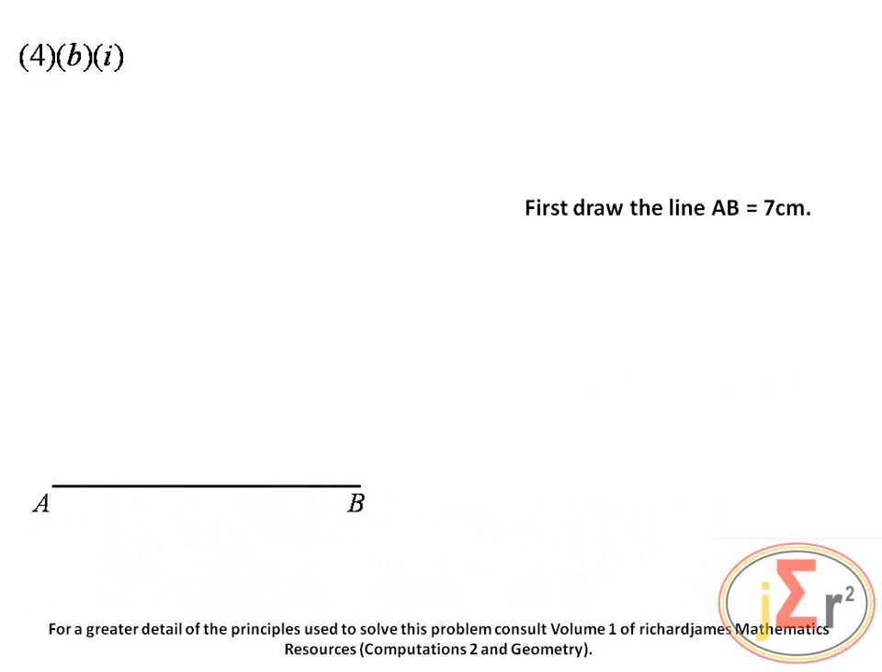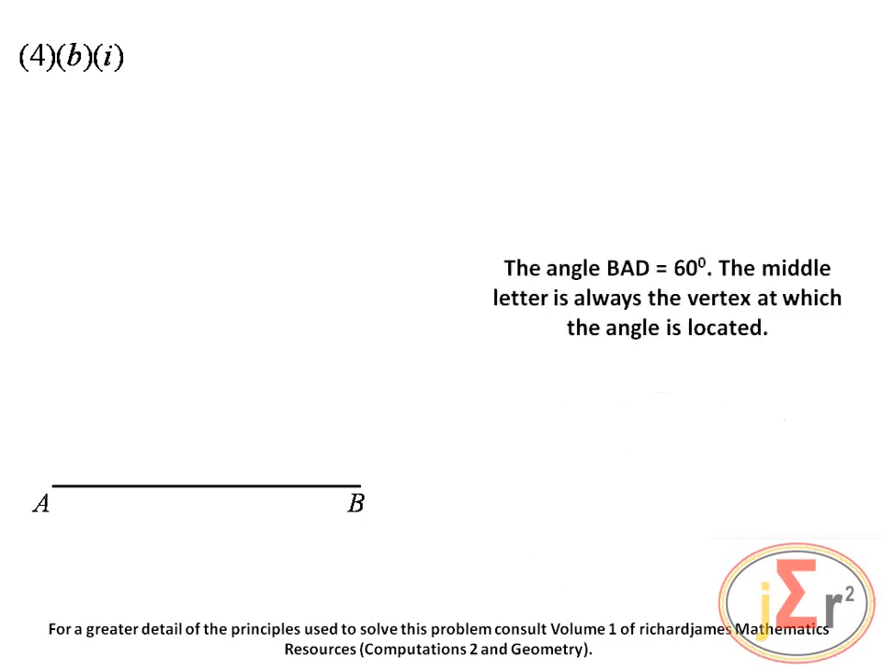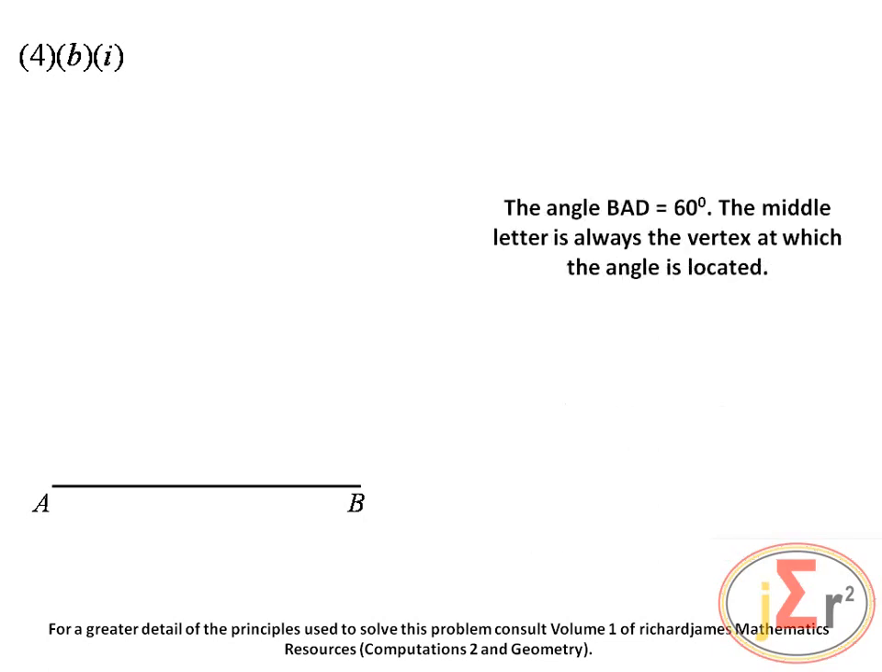Next, we are going to construct, we have what? That's AB. Right. That's AB. Good. So, the angle BAD is 60 degrees. The middle letter is always the vertex at which the angle is located. So, the angle is located at A. We will construct the 60 degrees angle at A.